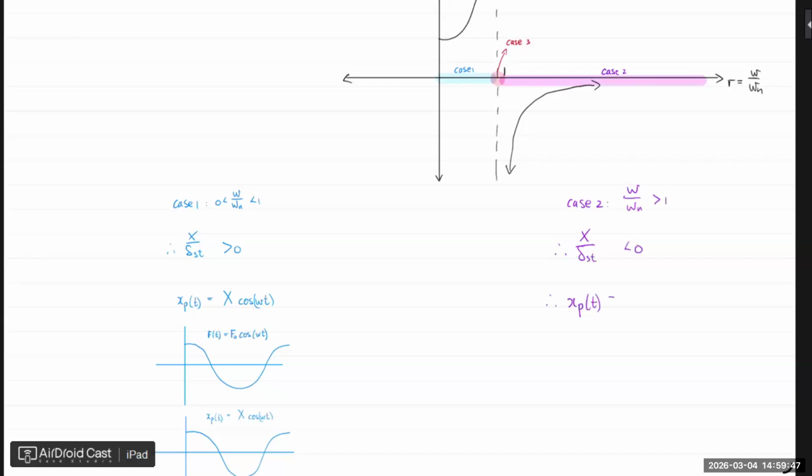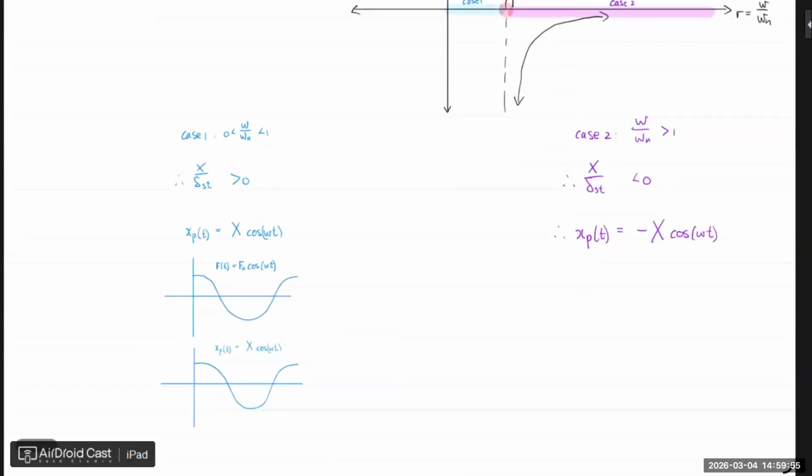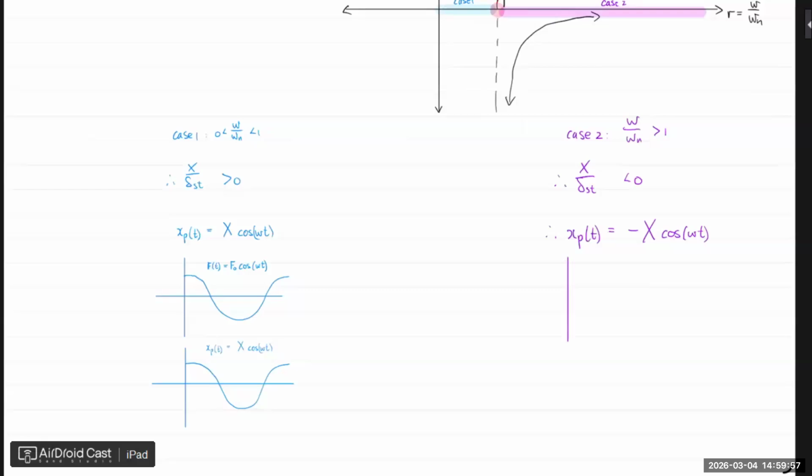So my particular solution should have been negative x cos omega t, which means my force remains the same. Remember, my force is still F0 cos omega t, so it's still a positive cos graph. But now my xp value, my particular solution for the movement, will then be negative.